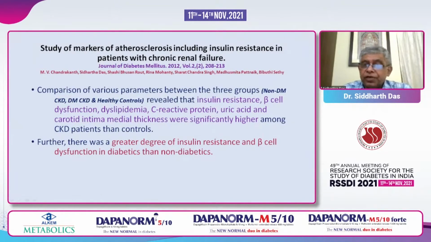We divided the patients into 3 groups: non-diabetics with CKD, diabetics with CKD, and healthy controls. What we found is that insulin resistance, beta cell dysfunction, dyslipidemia, CRP, uric acid, and carotid intima medial thickness were significantly higher among CKD patients than controls. This reveals that there is gross atherosclerotic or endothelial dysfunction in diabetics with CKD. Further, there is a greater degree of insulin resistance and beta cell dysfunction in diabetics than non-diabetics.